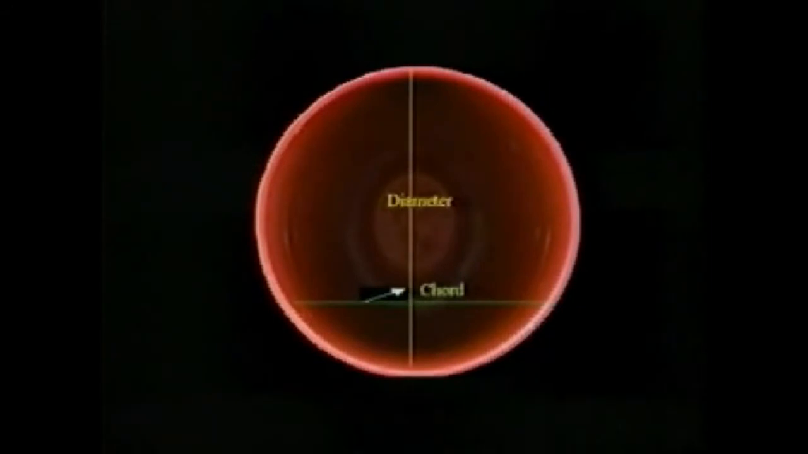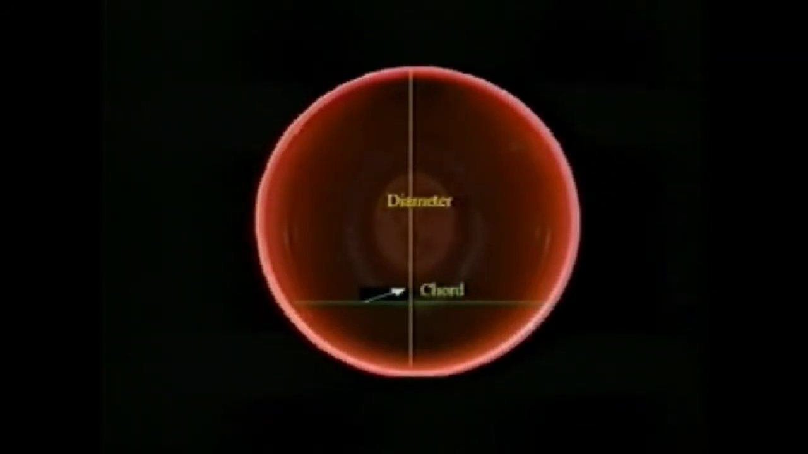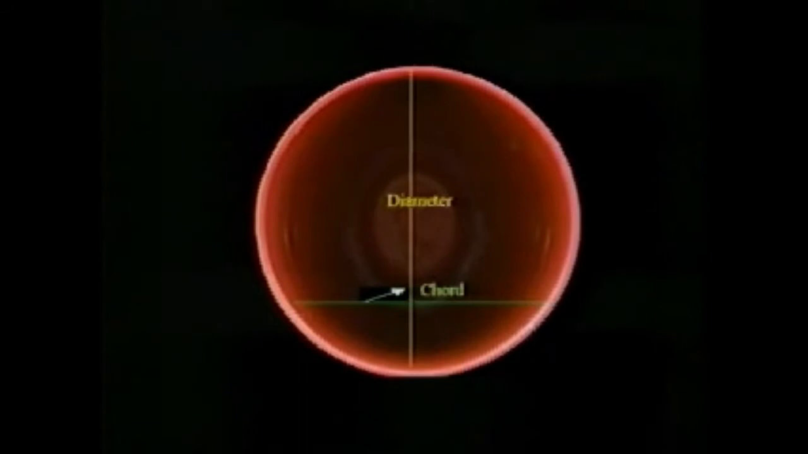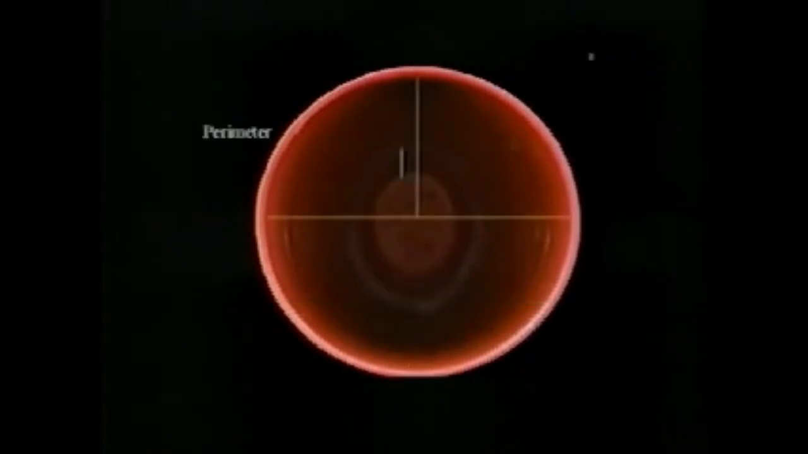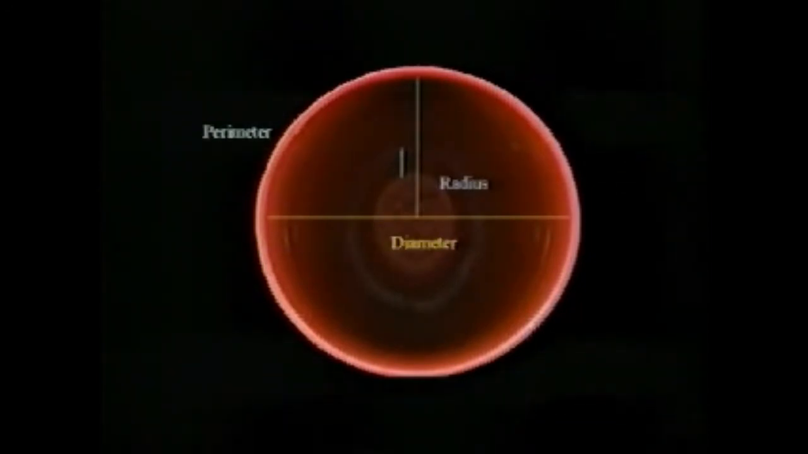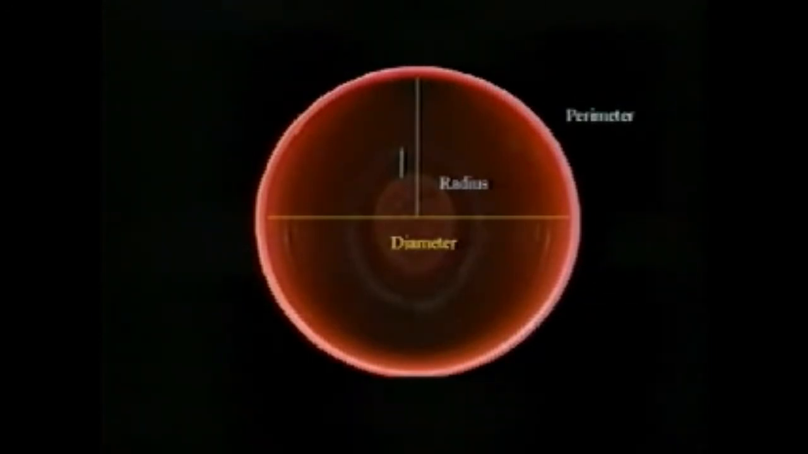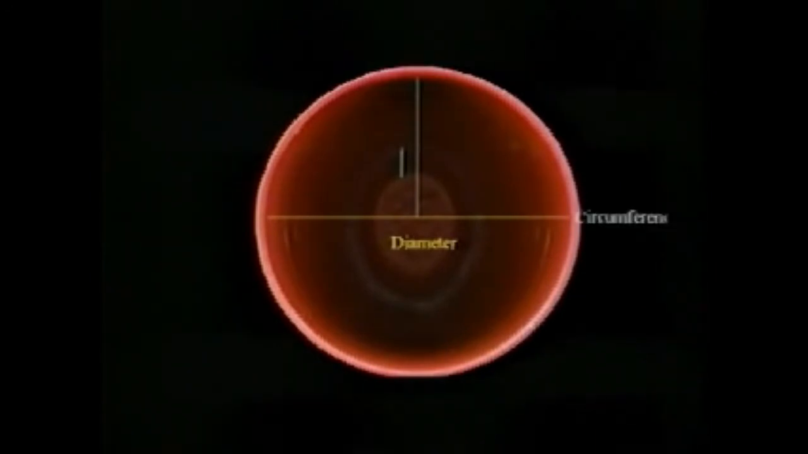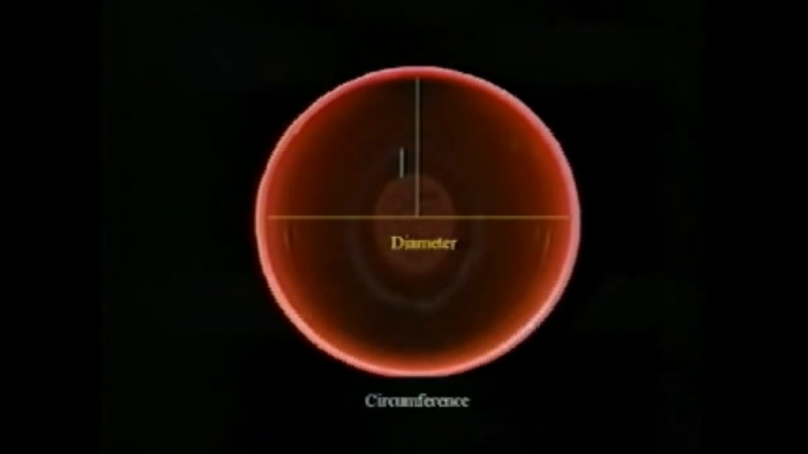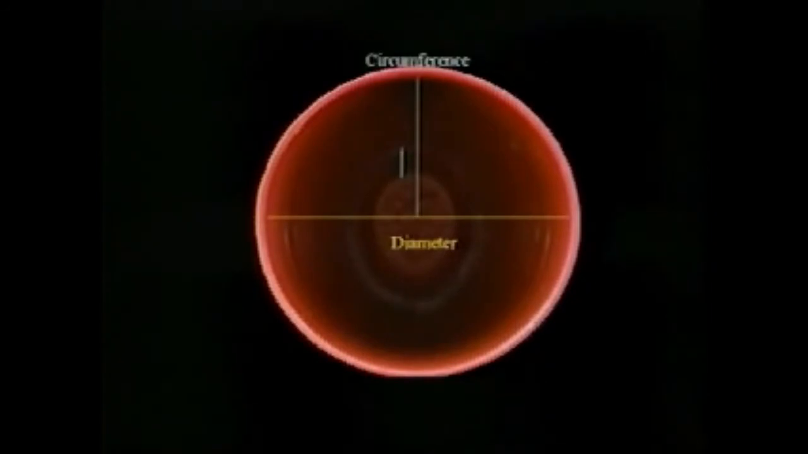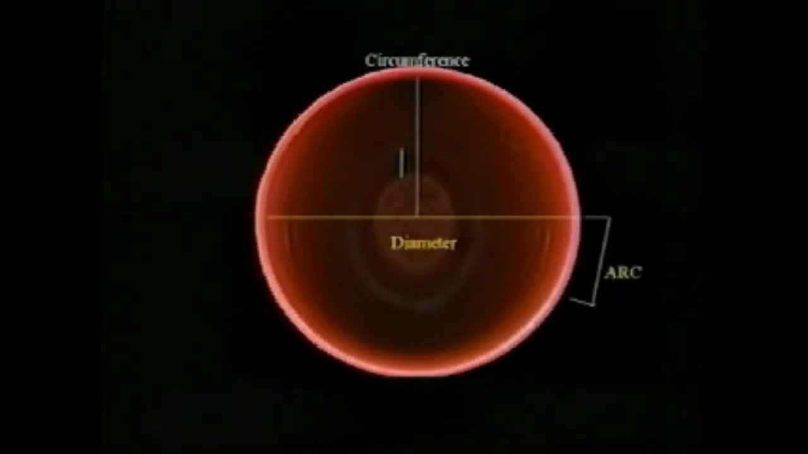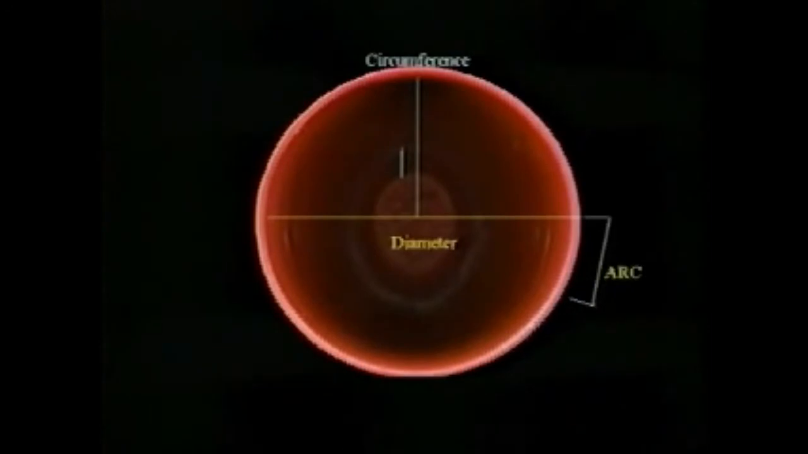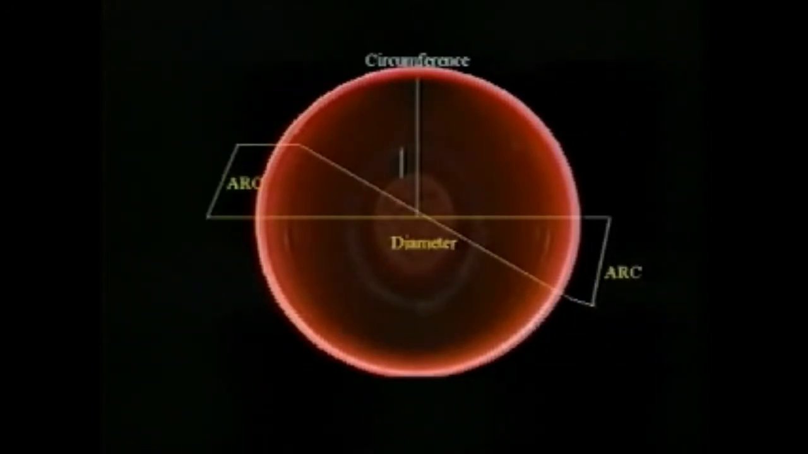A chord is any straight line that is blocked or intercepted by the circle. A radius is a section of a line from the center of the circle to the perimeter of the circle. A perimeter is a closed curve or circle, which is synonymous with the circumference of a circle. A circumference is a boundary line of the circle. An arc of a circle is a measured part of a circle, shown between 2 points on the circle.